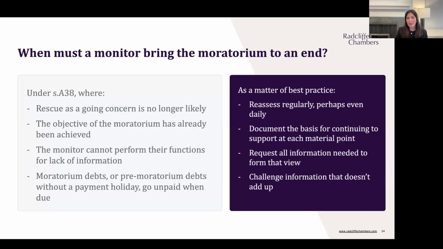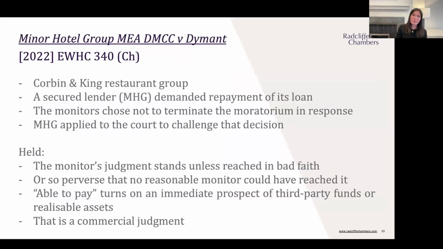Request everything you need and challenge information that doesn't add up, but as the monitor, do document that. Make sure you're being clear, because if at any stage there are challenges, and I think there will be challenges where they say the monitor should have terminated this much earlier, you will want to have a documentary basis to support, just file notes to support the questions you've asked and the reason that you are not terminating, the reason you remain of the view that the company is likely to be rescued as a going concern.